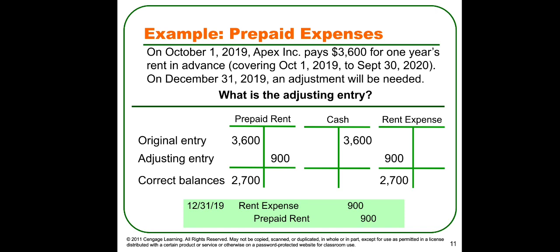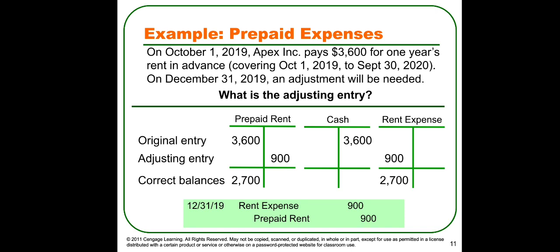After that, when you want to do the adjusted entry, you have to calculate how many months the business has used the building. So the business pays 3,600 for 1 year. 1 year is 12 months. So the payment is 3,600 for 1 year. How much is the rent cost for 1 month? 3,600 divided by 12 months. So 1 month is equal to $300 rent.